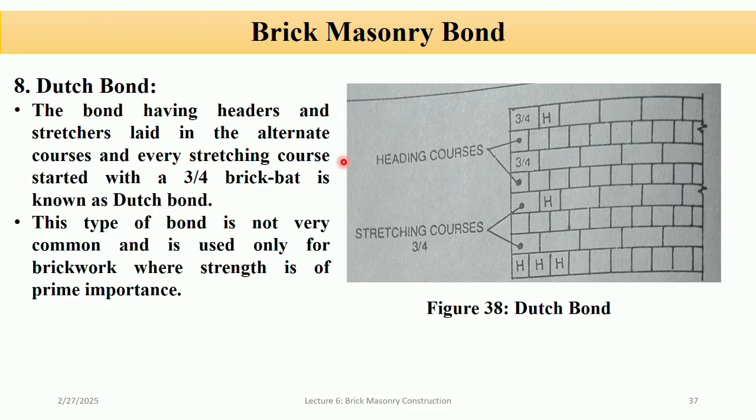Every stretching course starts with a 3/4 brick bat. You can see in the picture that every stretcher course is started with a 3/4 brick. This is known as Dutch bond. This type of bond is not very common and is used only for brickwork where strength is of prime importance.